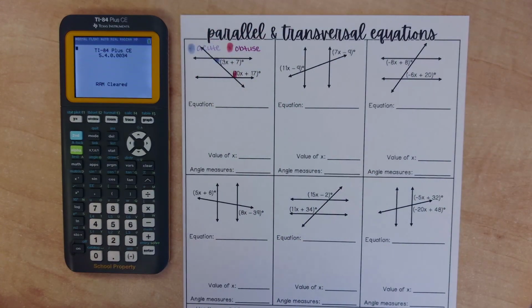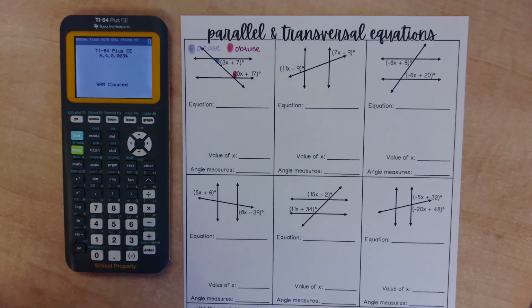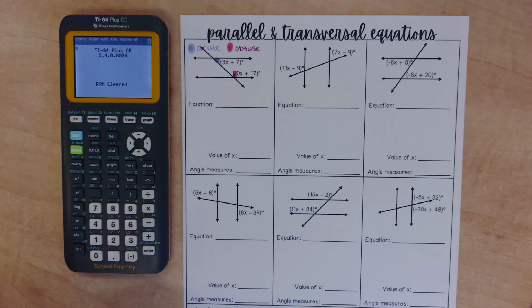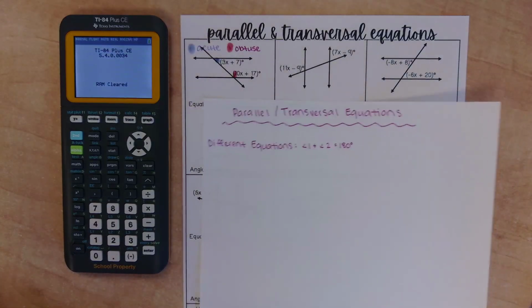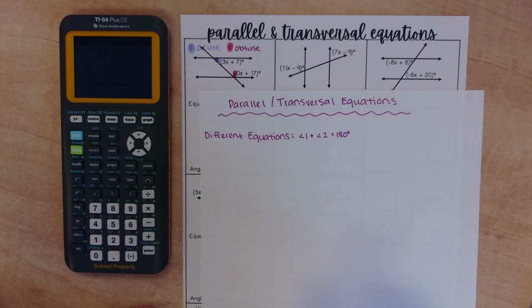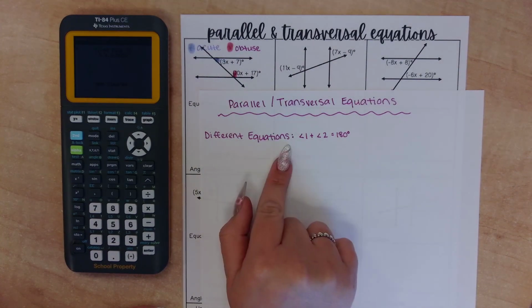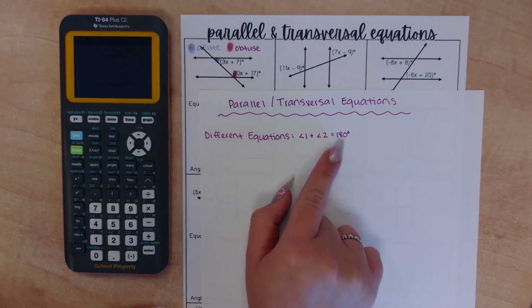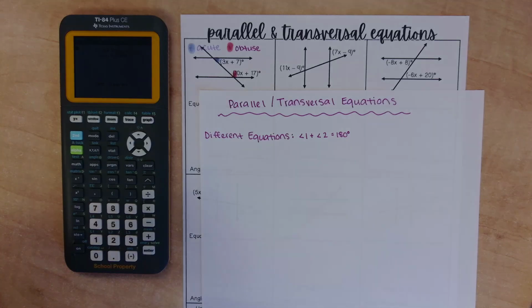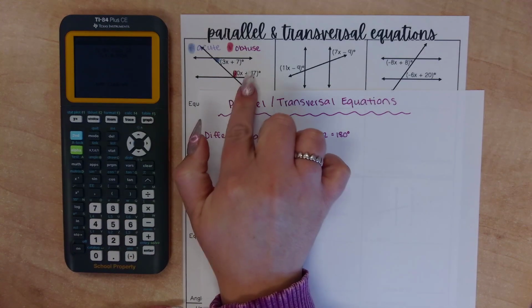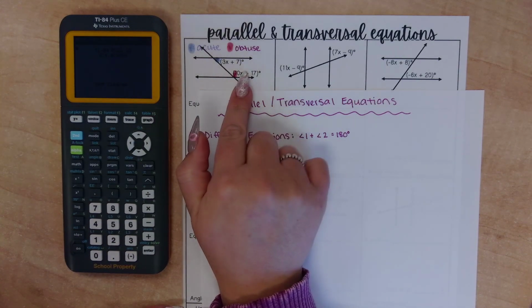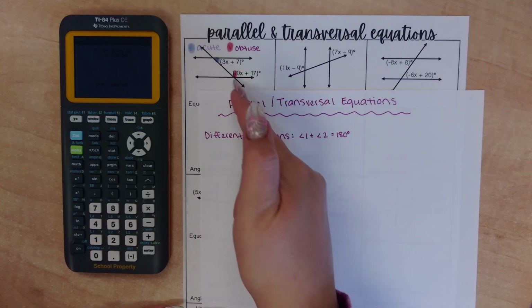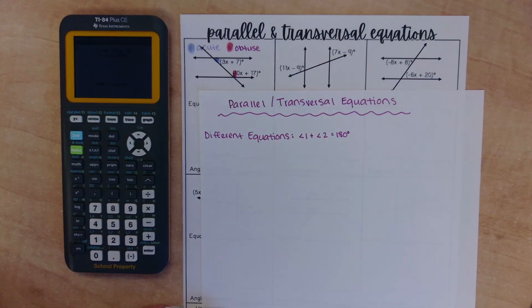Now we do have to remember that when we have things that are not the same, we have to do something with the number 180. So because I'm going to run out of room, I'm going to come over here to my separate sheet of paper where I already wrote out that different equations will be set up as angle 1 plus angle 2 equals 180. See how that 180 comes back? That is because the sum of these two angles will be 180 degrees because they are on the same transversal line.